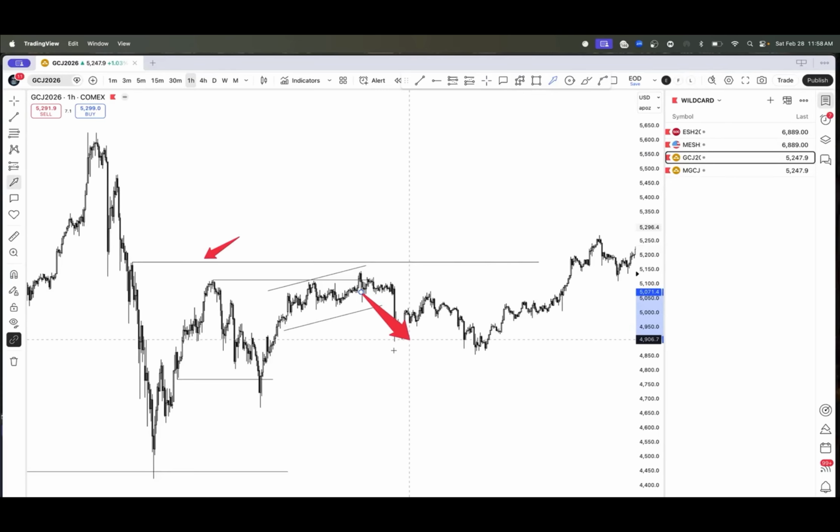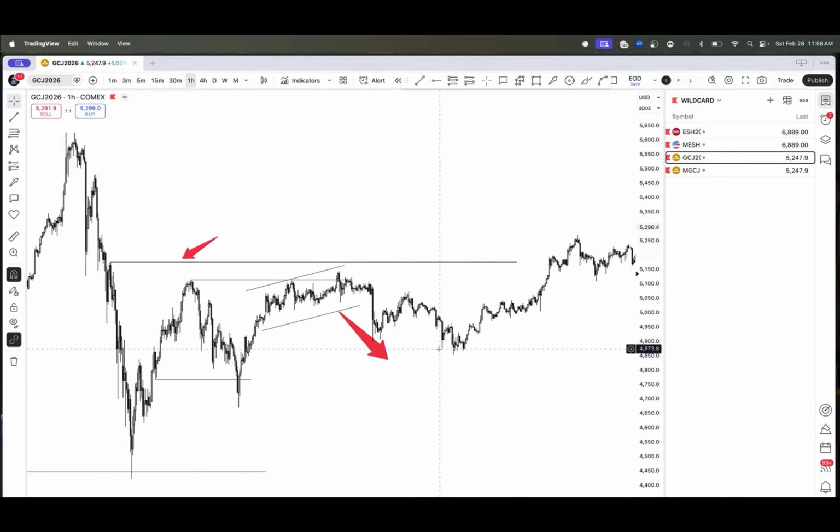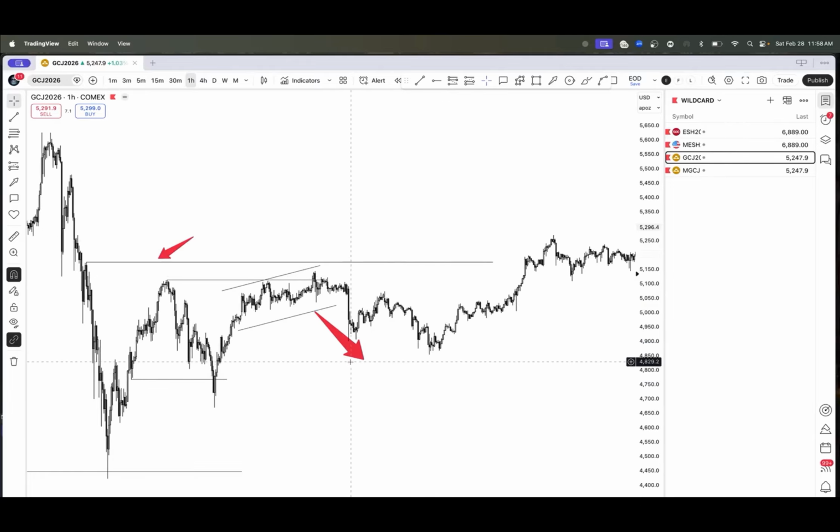So same scenario as NQ. We still have that liquidity at the highs that has yet to be taken, but we just took internal. Price could still have the potential to go back up. Look at that. So price induces sellers again after reacting off of sellers here.